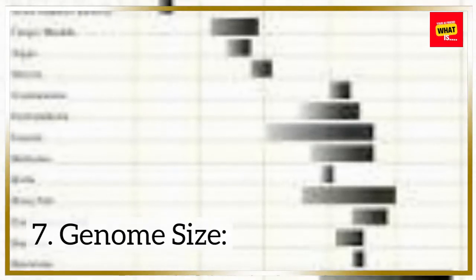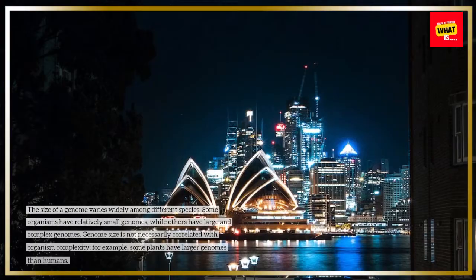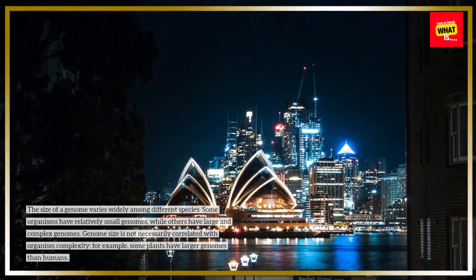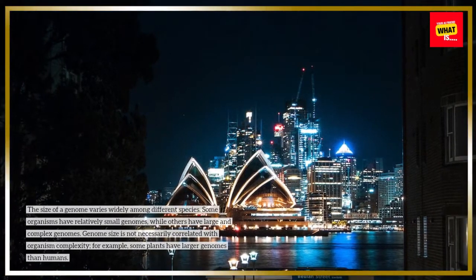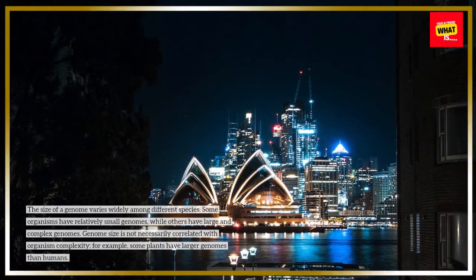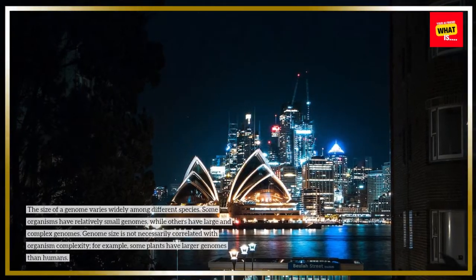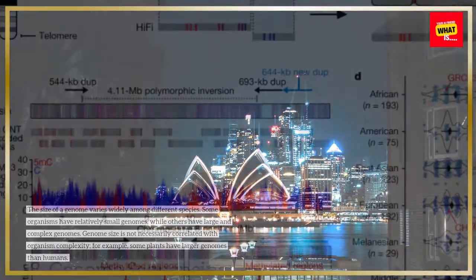7. Genome size. The size of a genome varies widely among different species. Some organisms have relatively small genomes, while others have large and complex genomes. Genome size is not necessarily correlated with organism complexity. For example, some plants have larger genomes than humans.